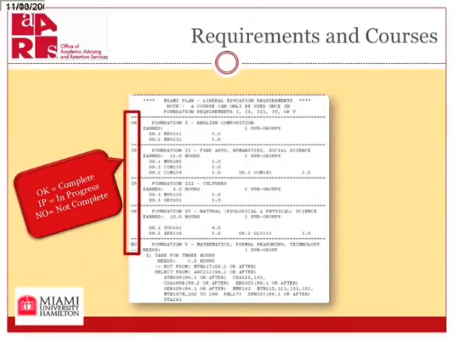Next to each set of requirements on your DAR, you will see an OK, an IP, or an NO. If the section is marked OK, the requirement has been fulfilled. If the section is marked IP, that means the requirement is in progress of being fulfilled. Once you earn passing grades for all the classes you are registered in, that section labeled IP will change to OK. If the section is marked NO, the requirement has not been filled.